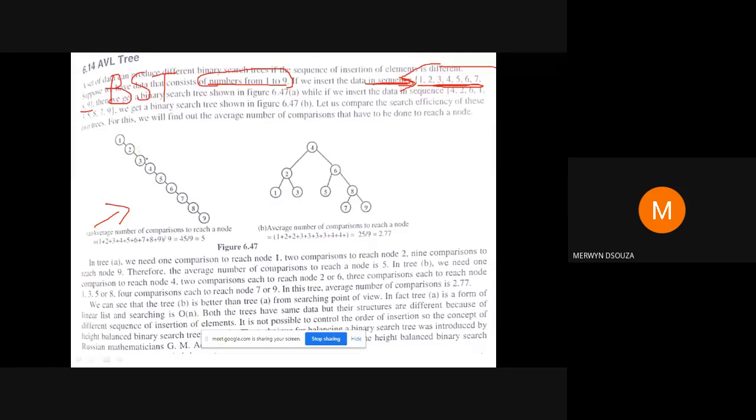Since each next number that comes is greater than the previous number, you will get all insertions on the right side. So you will get a tree that is something like this.